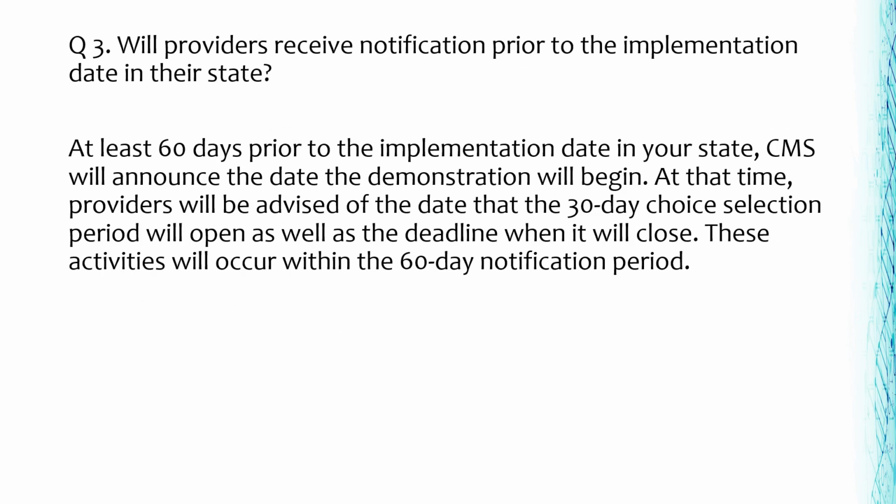Will providers receive notification prior to the implementation date in their state? At least 60 days prior to the implementation date in your state, CMS will announce the date the demonstration will begin. At that time, providers will be advised of the date that the 30-day choice selection period will open as well as the deadline when it will close. These activities will occur within the 60-day notification period.